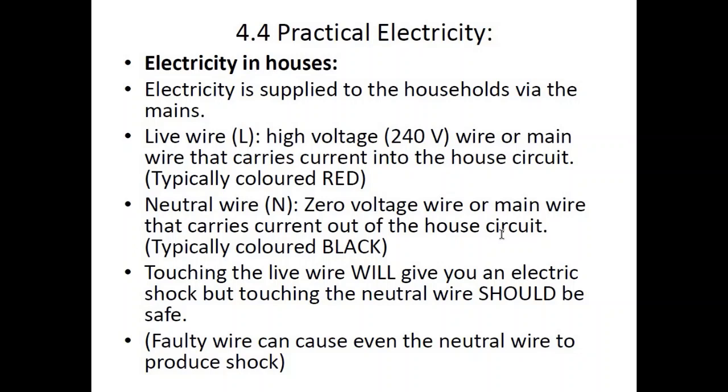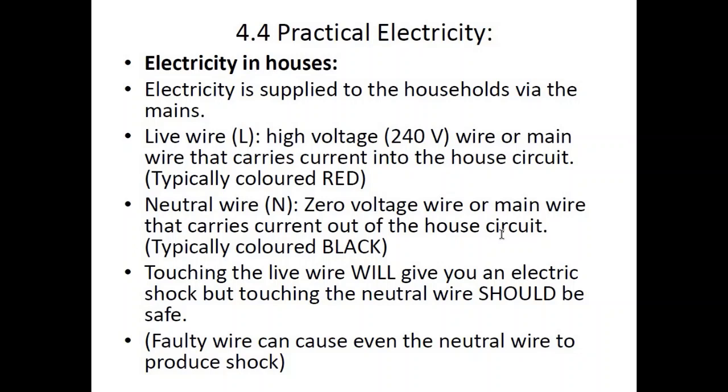Then the other one is colored black, and this is known as neutral wire, labeled as N. It has zero voltage. That actually carries current back towards the main supply out of the house. Touching the live wire will give you a shock, but touching the black wire is safe. It would not give you a shock unless your wiring is faulty, and somewhere in the house the live and the neutral wires have merged together or they are touching together. In that case, even if you touch the black wire or the neutral wire, you would still get a shock.